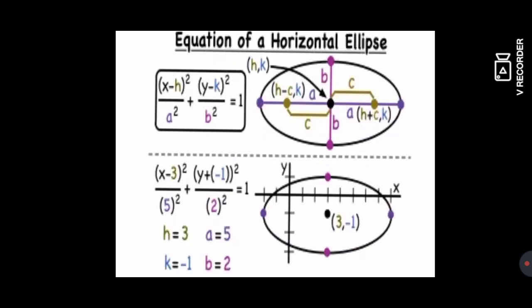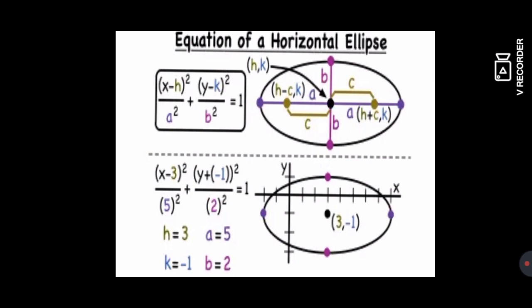Example. Equation of a horizontal ellipse: (x minus h) squared over a squared plus (y minus k) squared over b squared equals 1. So the center is (h, k). Here's the given: (x minus 3) squared over 5 squared plus (y plus negative 1) squared over 2 squared equals 1. So let's solve it.